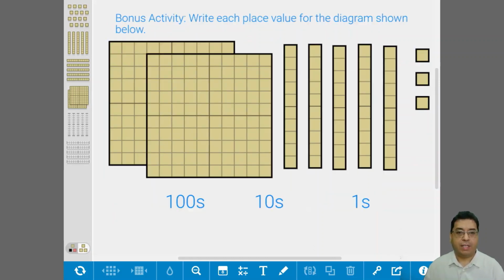So for my bonus activity, the question I'm putting for you is, write each place value for the diagram shown below. So I've got the hundreds, tens, and ones place again, and I want you to tell me what's the value for each one of these. Just like I showed you earlier in the video. Do the exact same thing here for this first bonus activity.